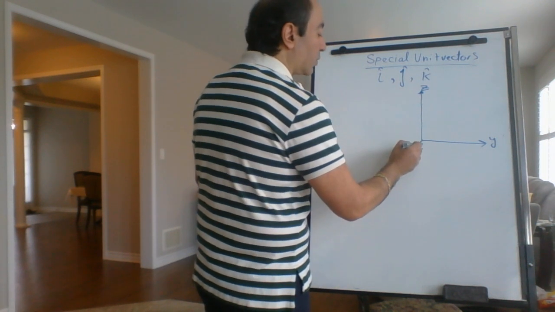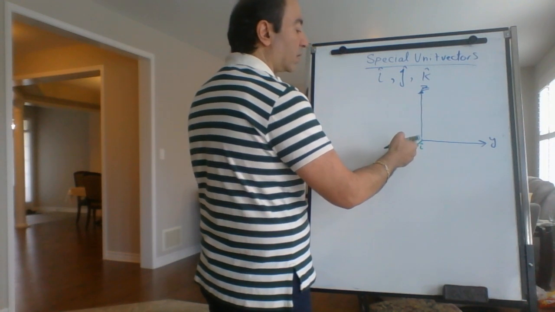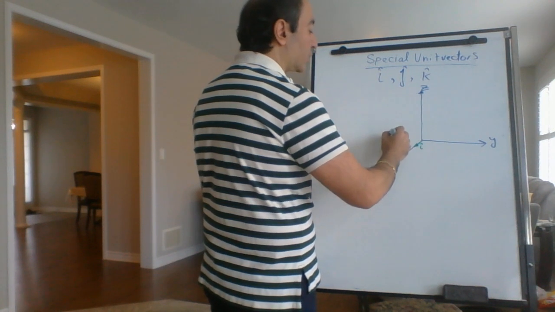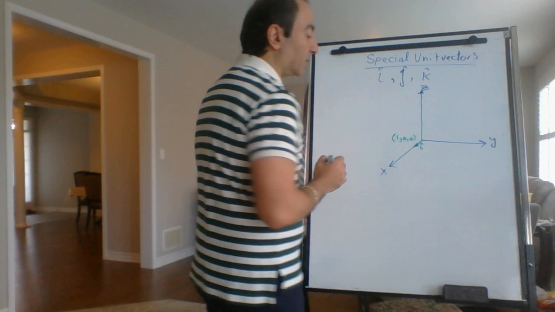So who can tell me what the coordinates of i are? I go 1 unit in this direction and I didn't go anywhere in the y or the z direction. So the coordinates of unit vector i are 1, 0, 0.